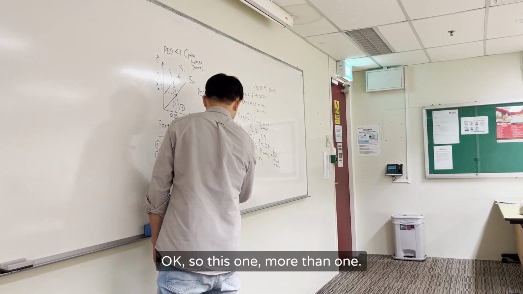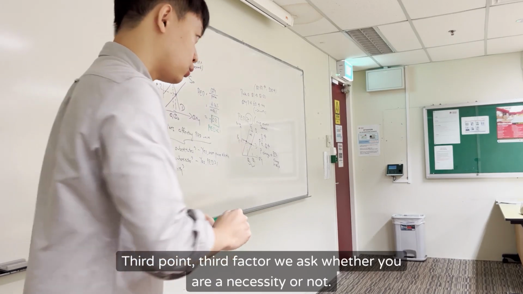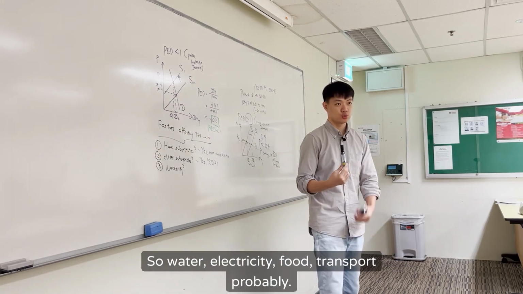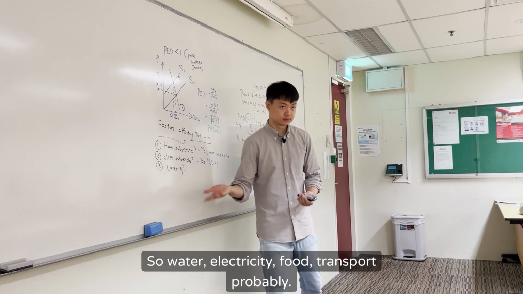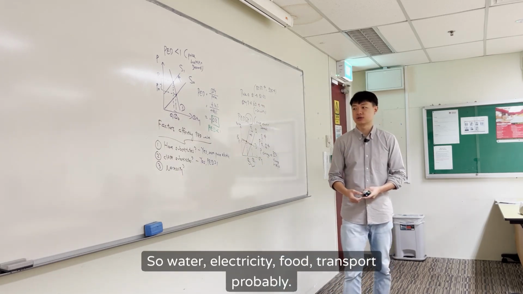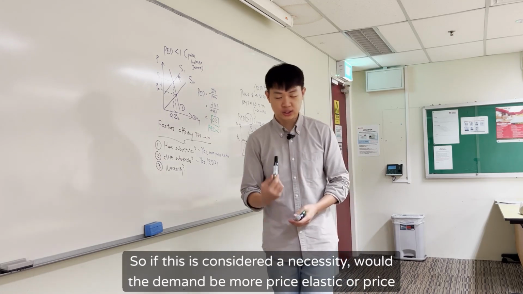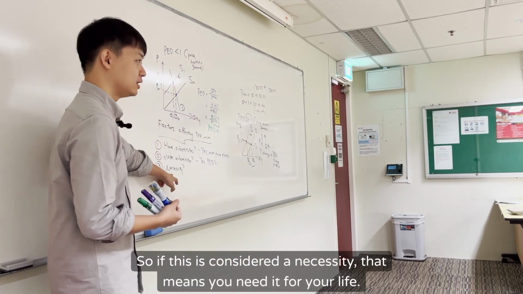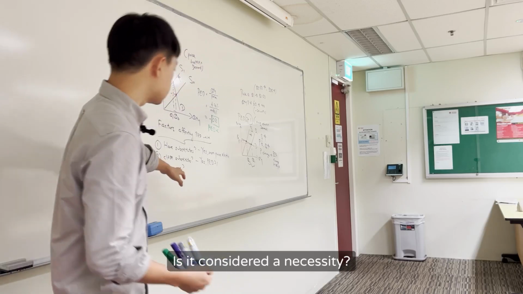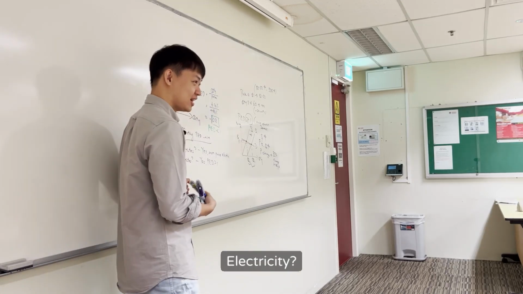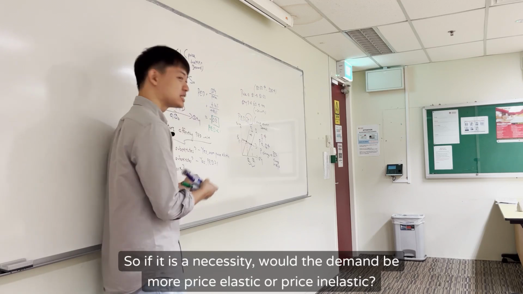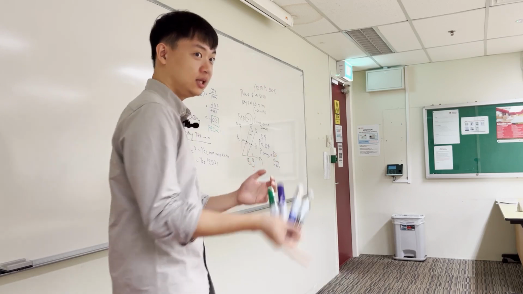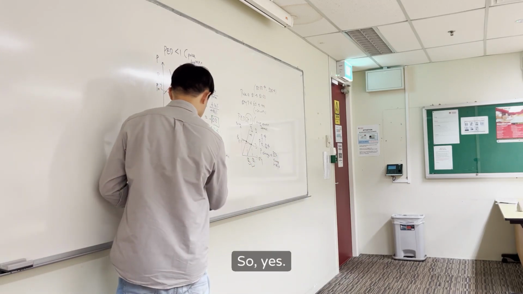Okay, third factor, we ask whether it is a necessity or not. It's something that we need to use in our daily lives, like water, electricity, food, transport probably. So if this is considered a necessity, would the demand be more price elastic or price inelastic? One more time. If this is considered a necessity, that means you need it for your life. LV bag, is it considered a necessity? No. Electricity? Yes, you need it, otherwise you can't survive. So if it is a necessity, would the demand be more price elastic or price inelastic? Inelastic.